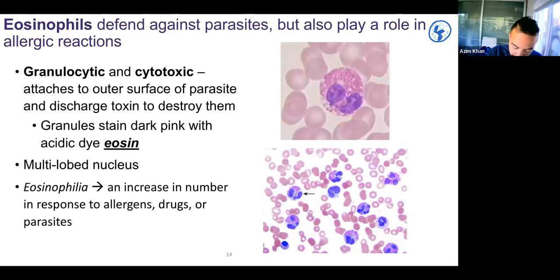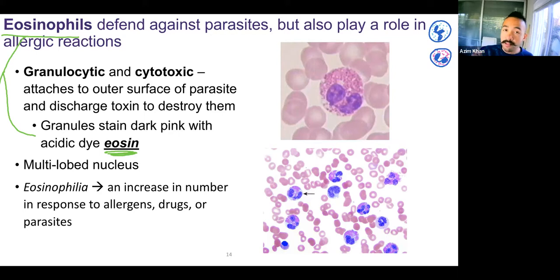Eosinophils are called eosinophils because they stain well with a dye called eosin. It allows the granules of this cell to stain a pink color. So let me attempt to draw the cell over here on the side. It does have a multi-lobe nucleus, typically bilobed, and the granules stain pink. That's an eosinophil.